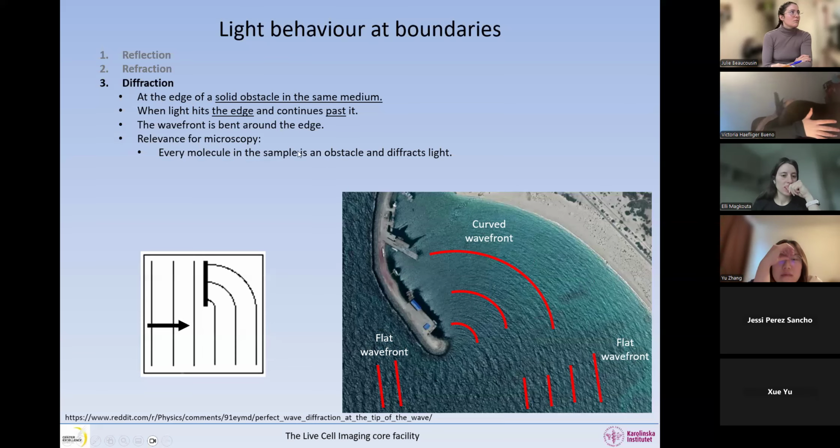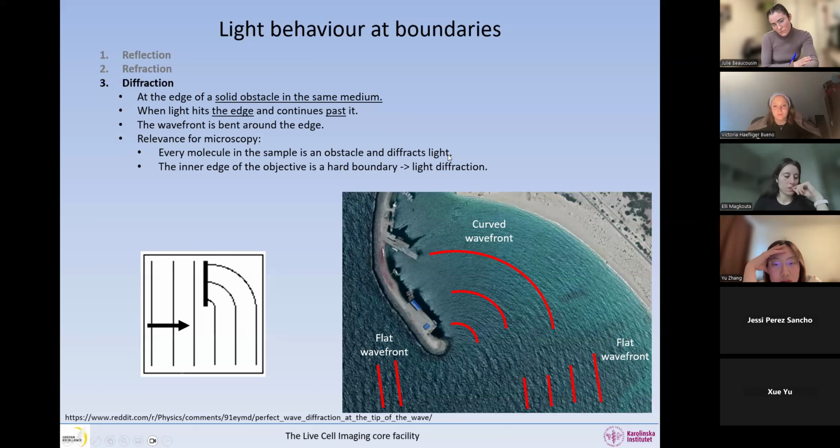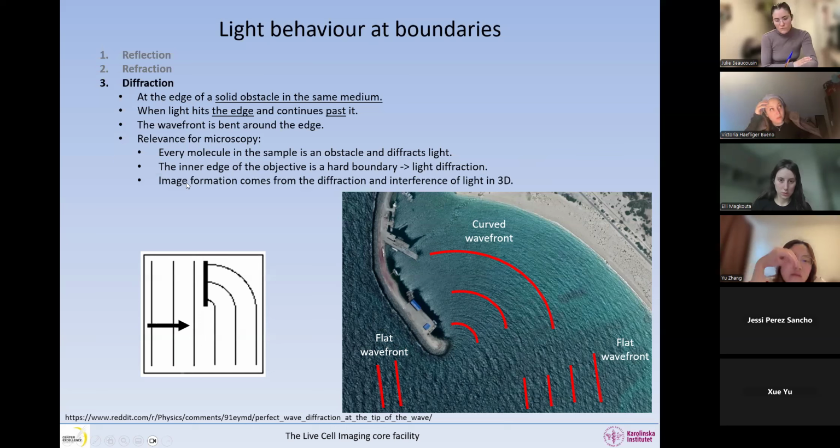Every single molecule in our sample is an obstacle and it diffracts light. It depends on the size of the molecule, but all of them will diffract light. So the inner edge of the objective is also a hard boundary, so it also diffracts light. So every time the light enters the objective, we have diffraction. And image formation comes from diffraction and interference. I will explain all this to you in just a second, but actually diffraction is super important for microscopists.